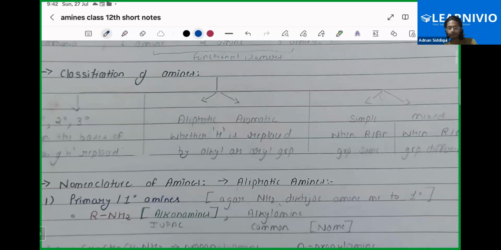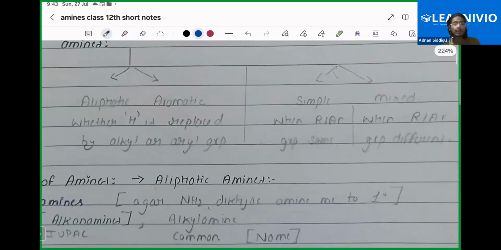What else? You can differentiate on the basis of simple and mixed amines. So let us talk about this one, like how we can say something is a simple amine and something is not. Just give me a second.